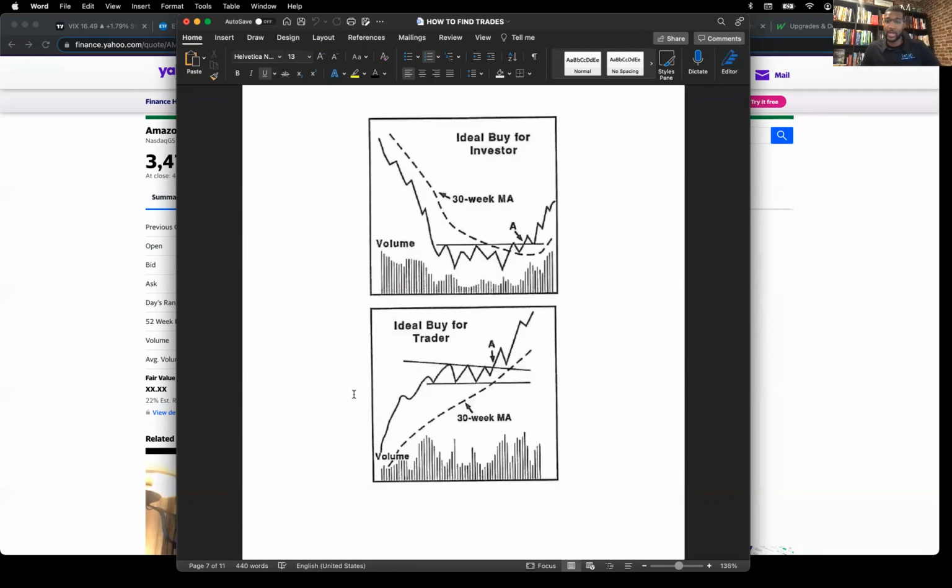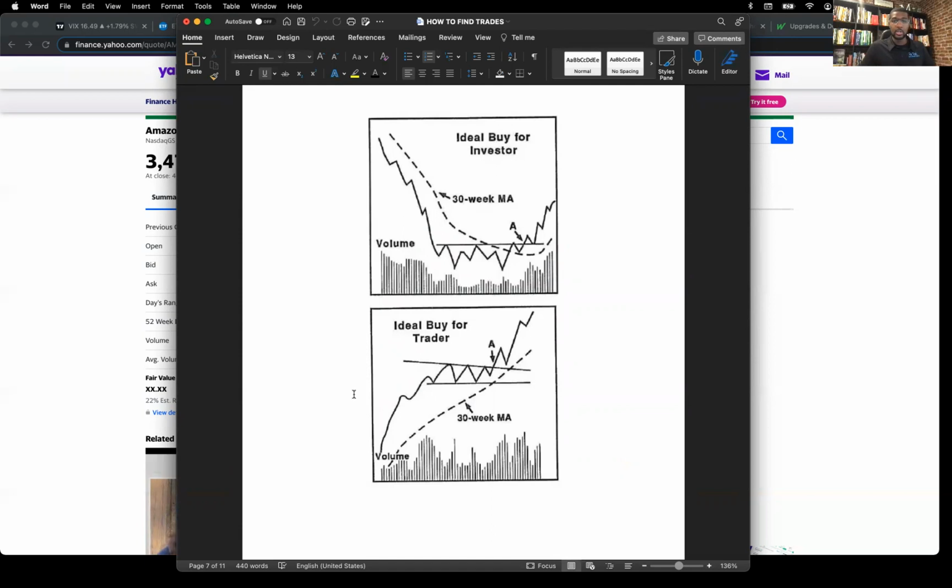Ideal buy for an investor is when the stock price is finishing up a stage 4 decline, getting into a stage 1 consolidation, breaking out into a stage 2. Right at that breakout, boom, that would be a great entry for an investor.